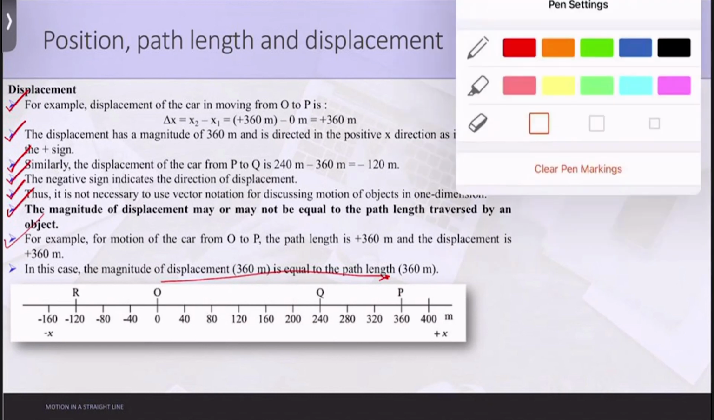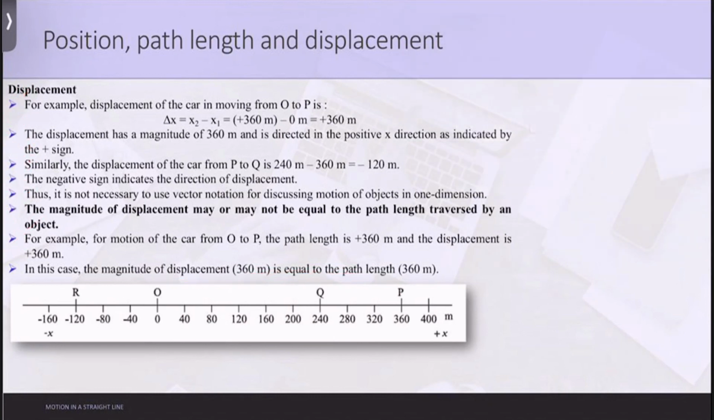Let us say we change the case in which we are finding out the displacement and the path length. If we go from O to P and then come back from P to Q, the path length will be plus 360 plus 120. That will be 480. But the same thing won't occur for your displacement. Displacement will be final value minus initial value, which will give you plus 240. It is quite clear that 240 is not equal to 480. Okay, so that is how this thing can be explained. So in this case, the magnitude of displacement is not equal to the path length.